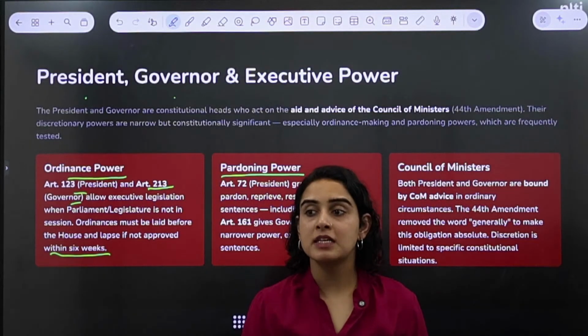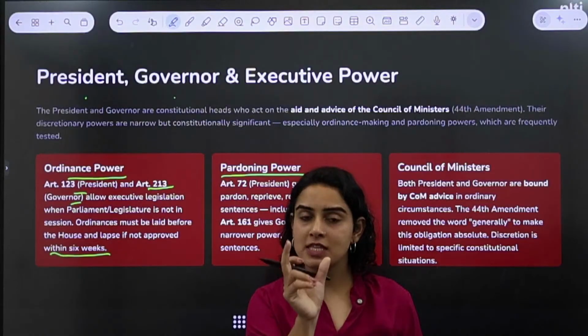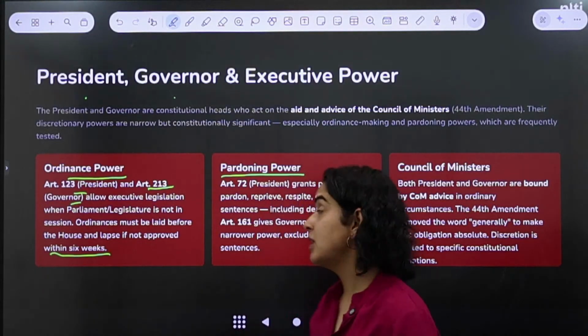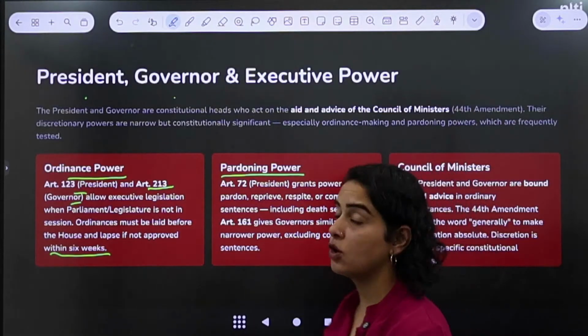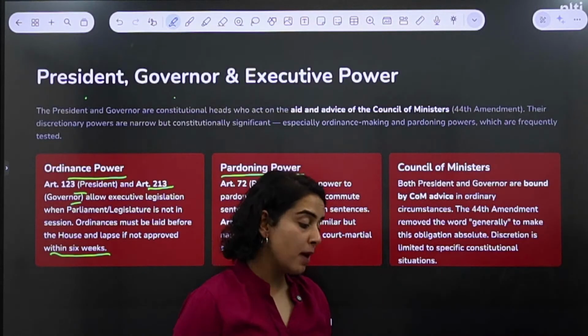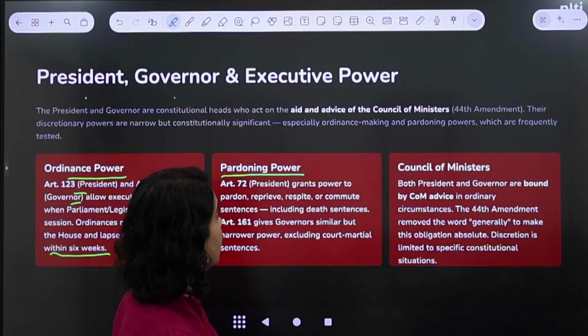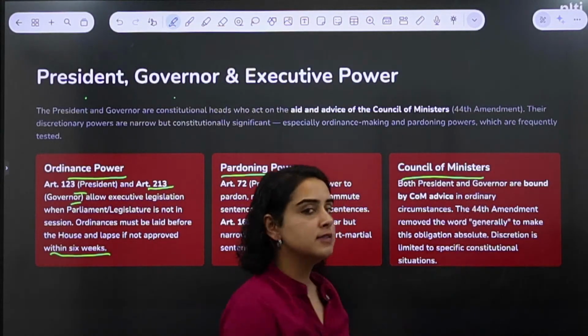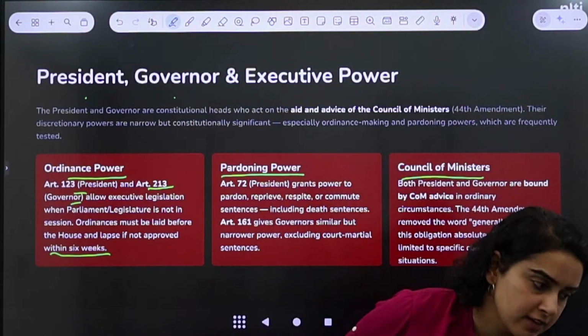So the president has the power to change the sentence or the punishment of a specific criminal, and that has been given to us under Article 72 of the Indian Constitution, right? So this is a power which only the president has. And third, we have the Council of Ministers. Now, Council of Ministers are also part of the executive, right?